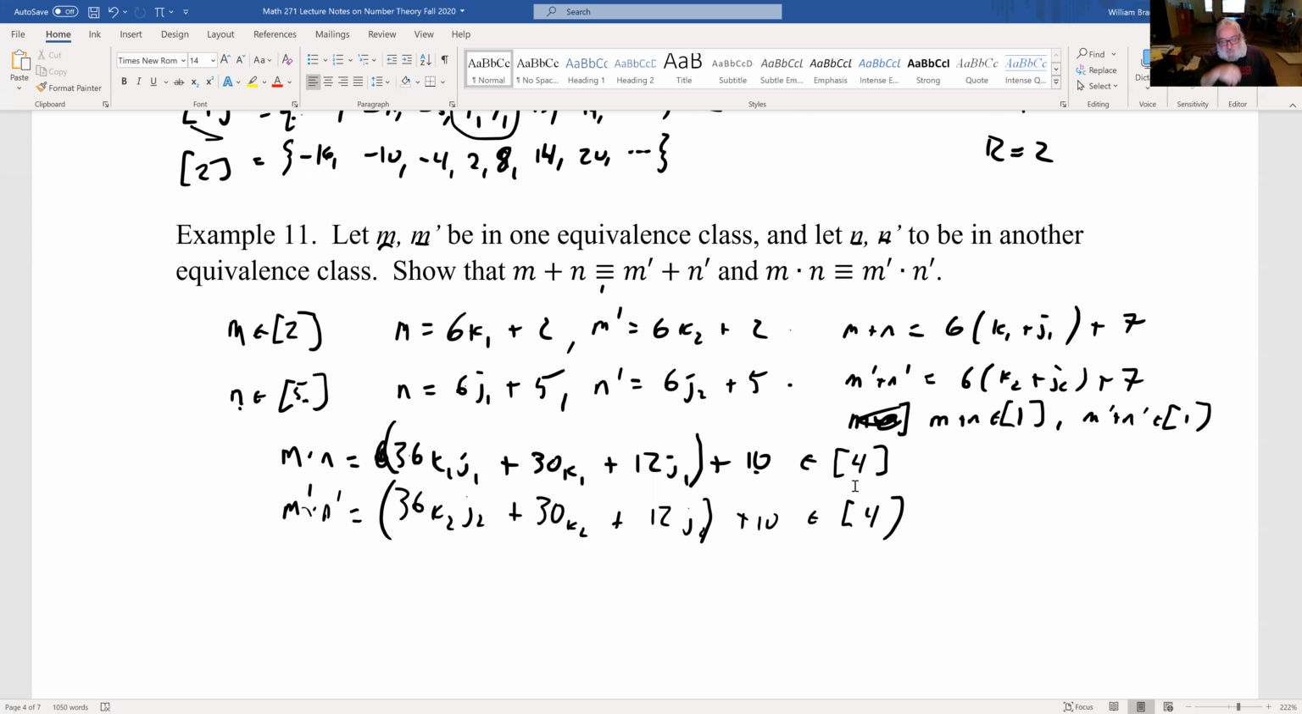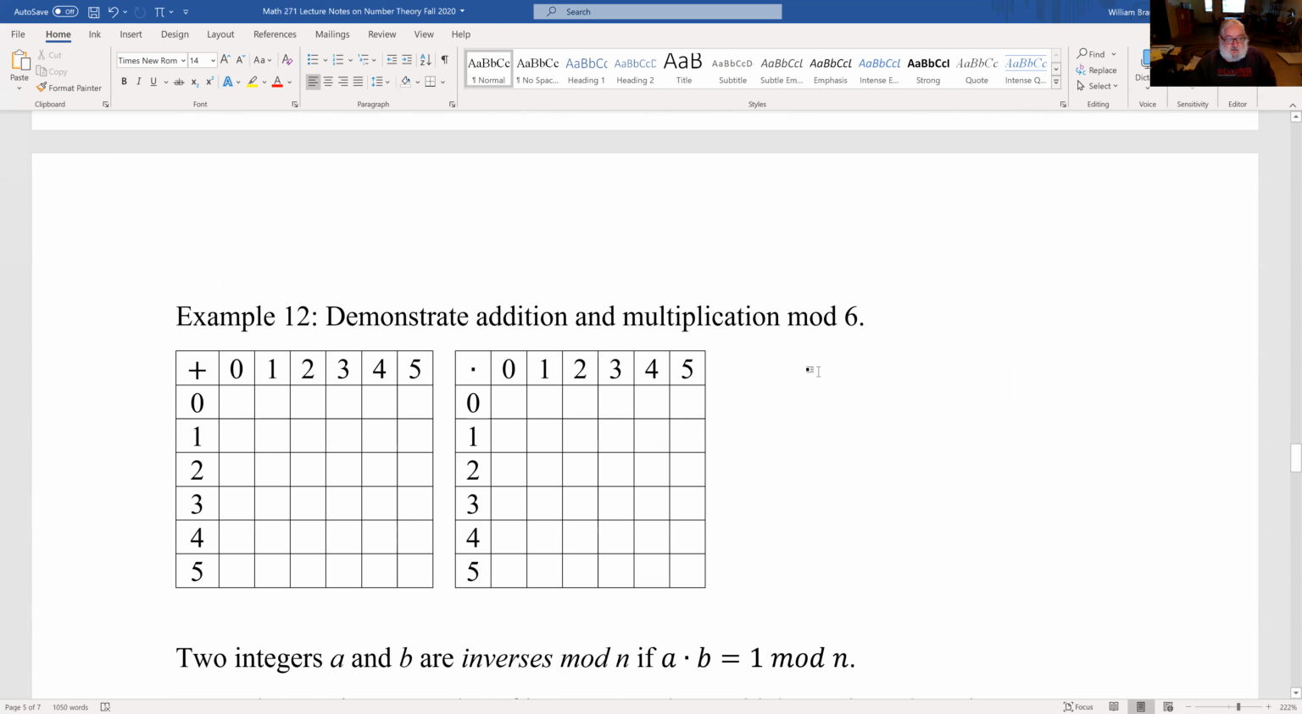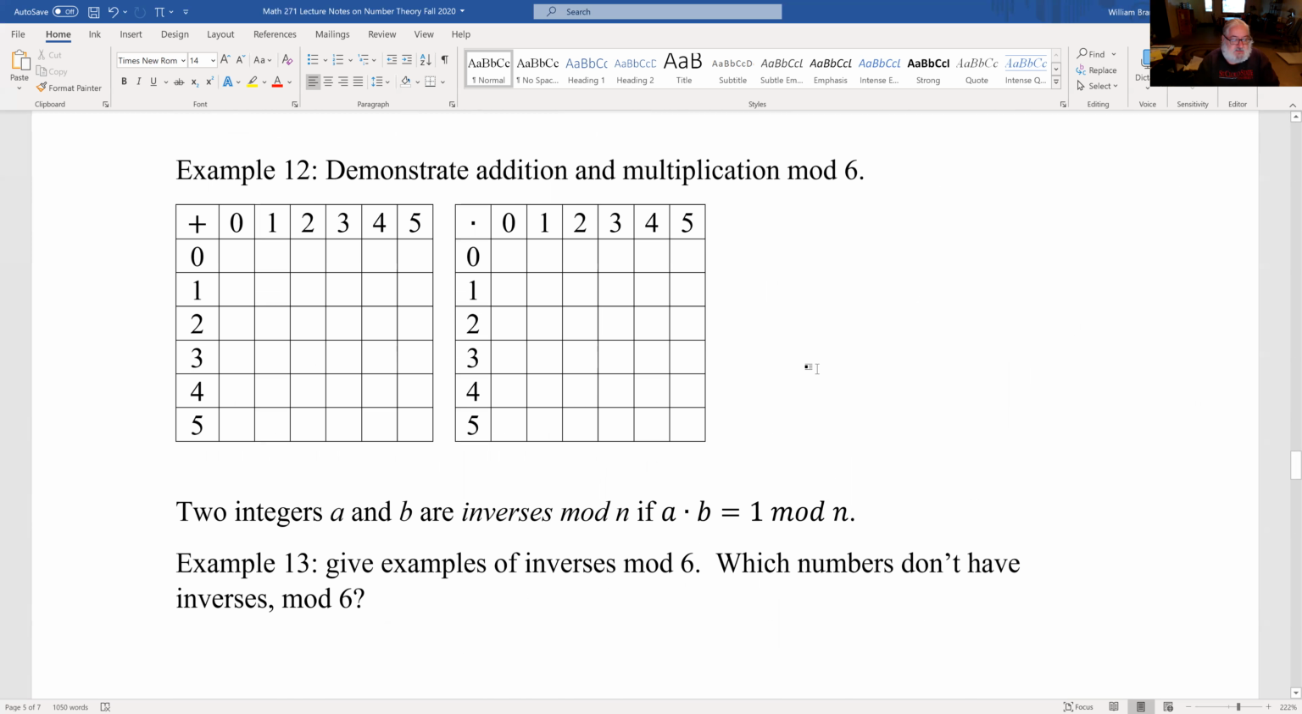So what's the upshot of this? You can add remainders and you can multiply remainders. And usually we just deal with the numbers 0, 1, 2, 3, 4, 5 as the remainders of 6. So we can do addition and multiplication mod 6, which is actually pretty straightforward.